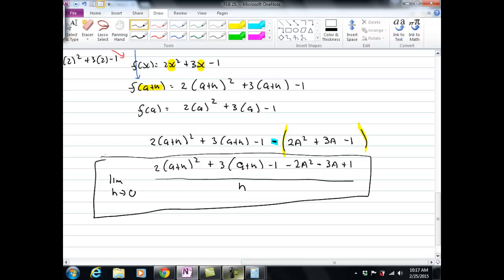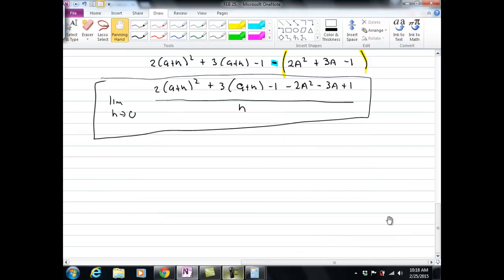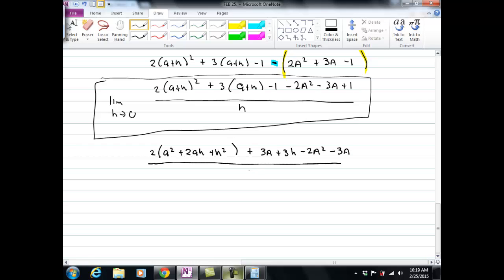Problem is, can I just sub in h equals 0 right away? Nope. Go ahead. I want you to solve this. So if I were to simplify this, watch what I'm going to do. This becomes 2. Here's where you've got to be careful. This expands out to a squared plus 2ah plus h squared plus 3a plus 3h. The minus 1s will cancel out. Minus 2a squared minus 3a, all over h. It looks almost pretty, but not yet. That's your next line, guys.